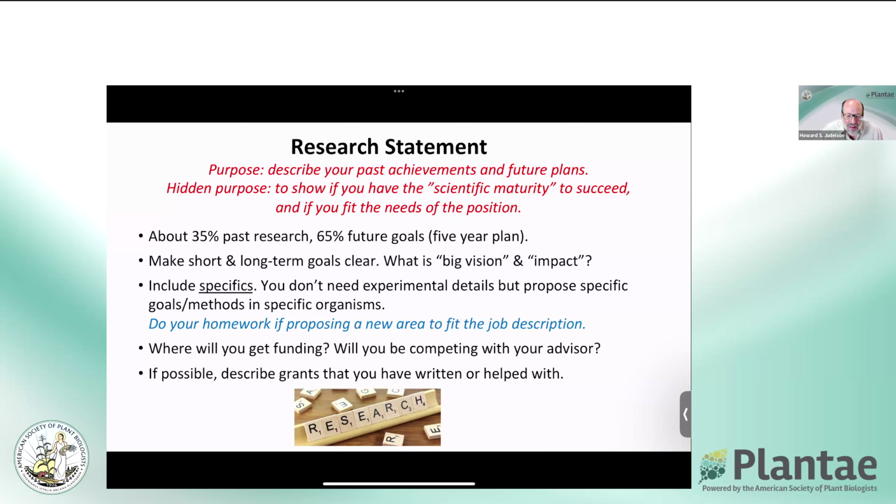It's also useful to give ideas about where you're going to get funding. This is a sign of your scientific maturity. In some cases, you might want to refer to whether you're going to be competing with your advisor. Sometimes postdocs are proposing to do exactly what the lab they're coming from is doing, and sometimes there's questions, well, will this person be able to compete with this more established lab? Now, sometimes you've had the opportunity to have written grants or help write a grant, and you could also say that in your research statement when you're talking about your past research. Okay, next slide.